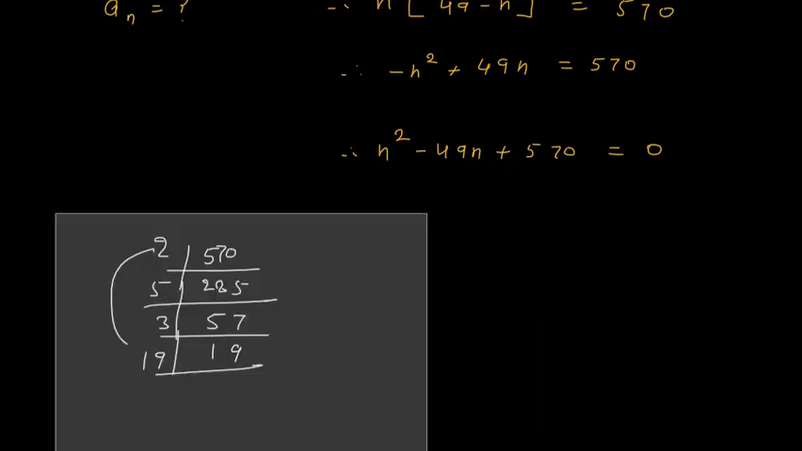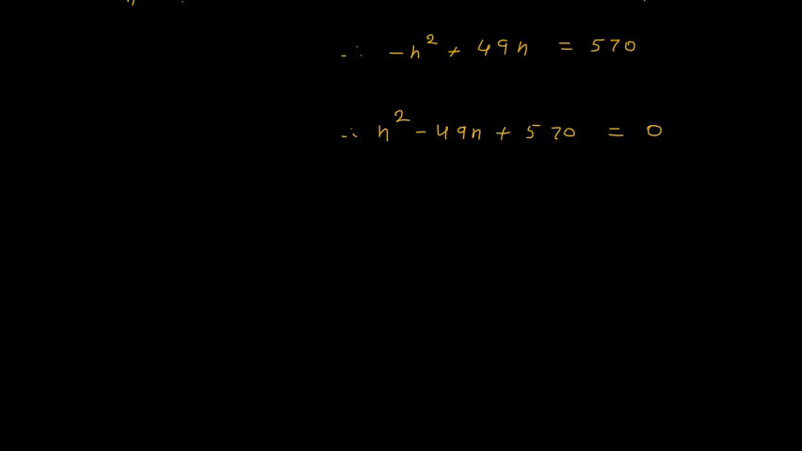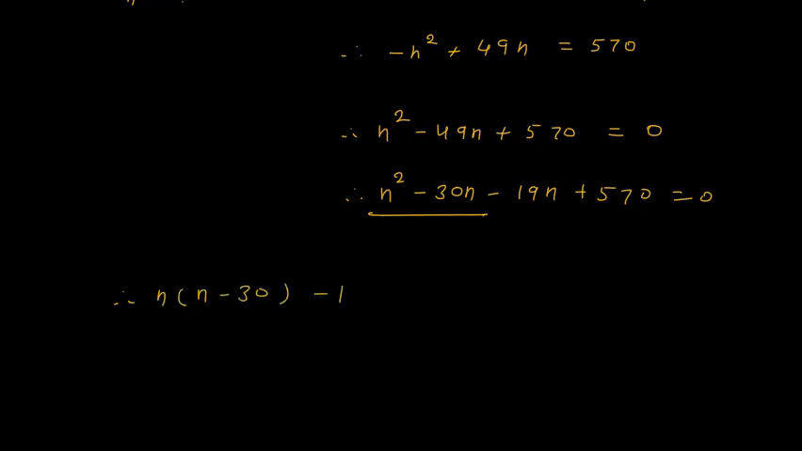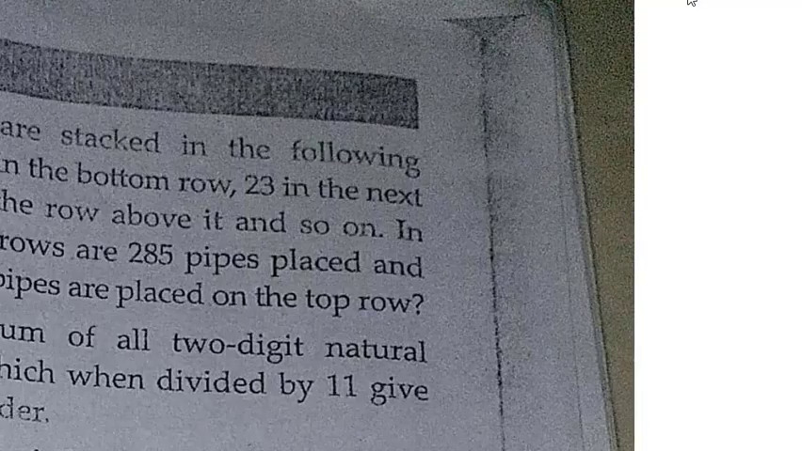So here therefore you have n square minus 30n minus 19n plus 570 is equal to 0. So we will take n common, so therefore after taking n, it is n minus 30, minus 19, I will take common, it is n minus 30 is equal to 0. So therefore in the second bracket we have n minus 19, and this is equal to 0.